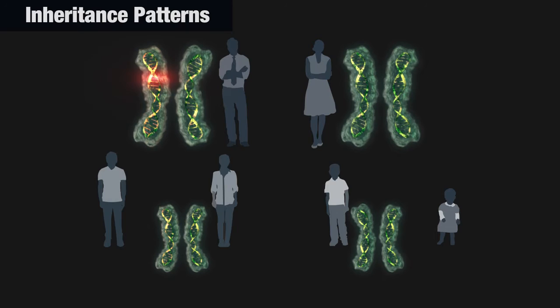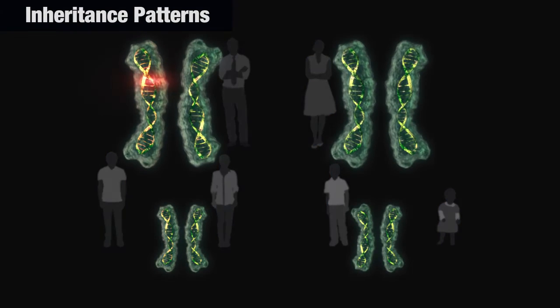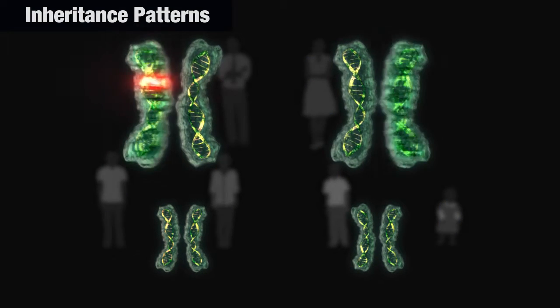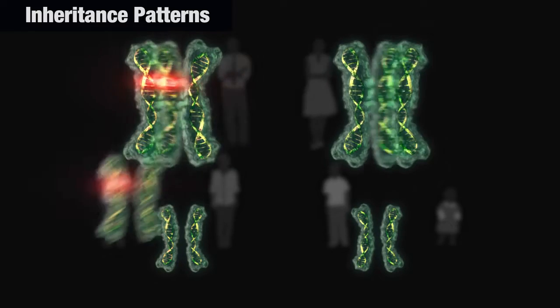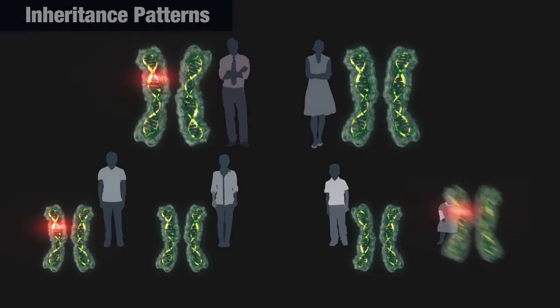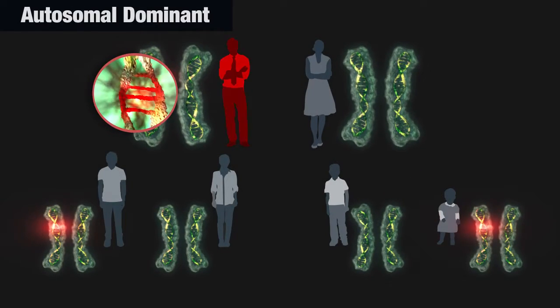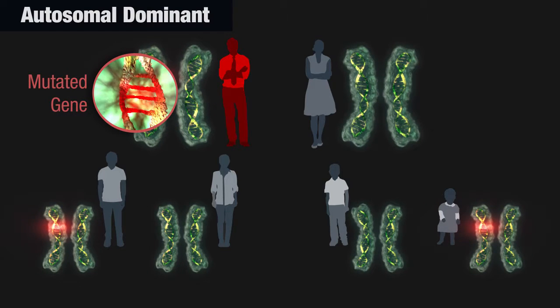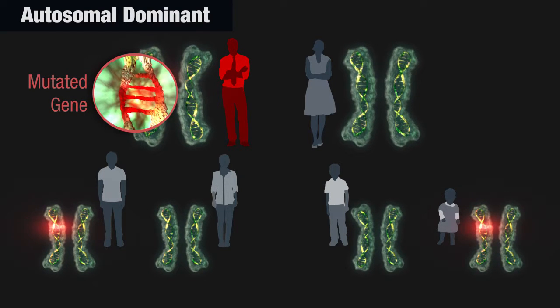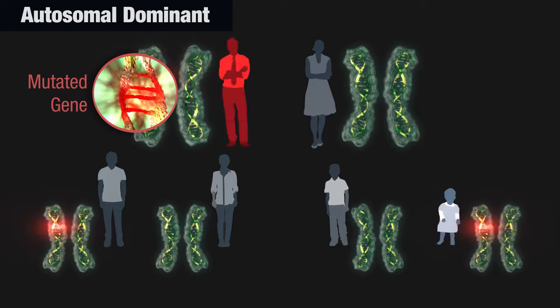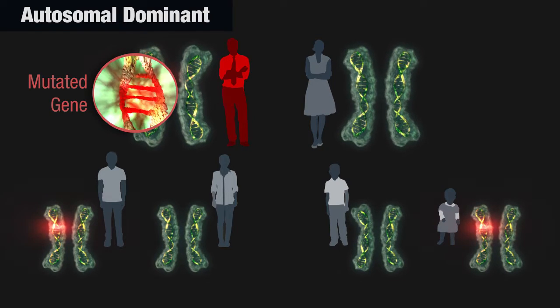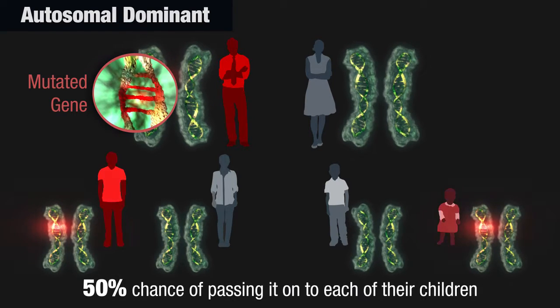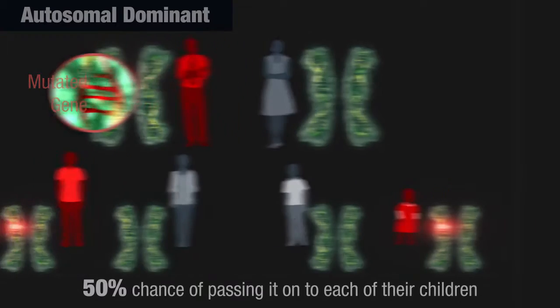cause vision impairment. An individual will inherit 2 copies of each gene, one from the father and one from the mother. An autosomal dominant condition will develop if one mutated gene is inherited from either parent. An affected child will have at least one parent with the condition, and a 50% chance of passing it on to each of their children.